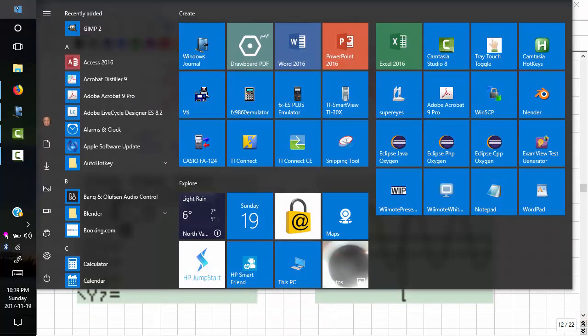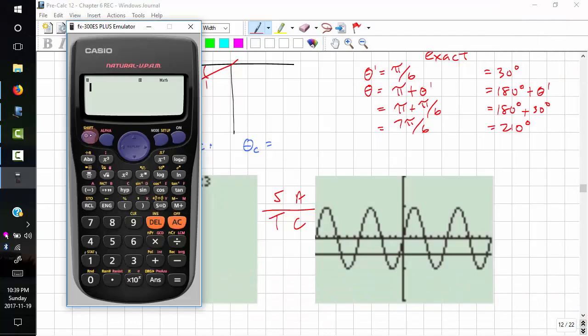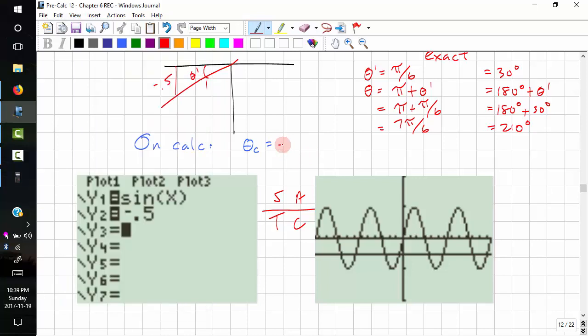And on our calculator, inverse sine of -0.5, we would get -30 degrees. But what we should do is theta prime equals inverse sine of 0.5, and do the absolute value. We get 30 degrees. We have our reference angle, and then we can go through the calculations.